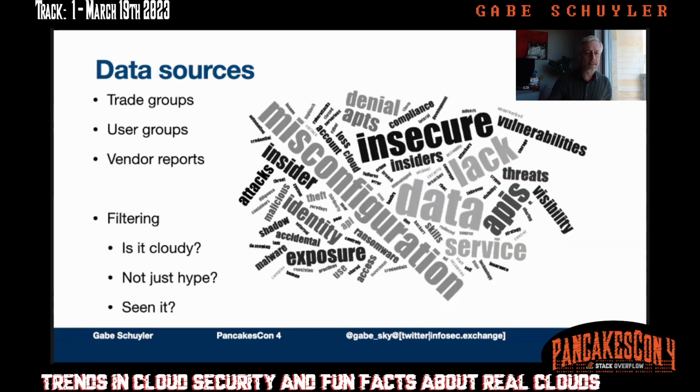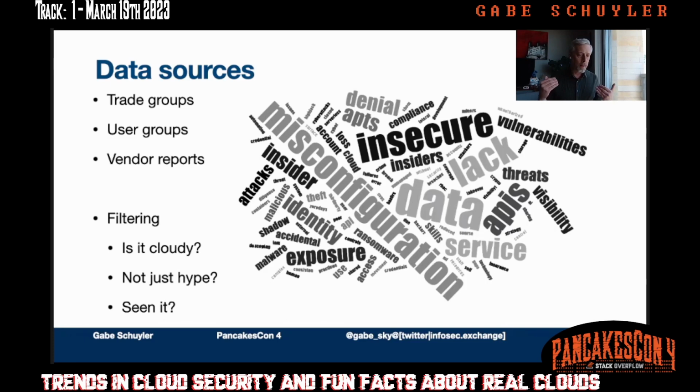I pulled together a ton of data sources. These were trade groups, user groups, and vendor reports. Every vendor has their this year in cloud security report. So I took a look at some of those, looked at what user groups are talking about, and then trade groups naturally expand that. Then I filtered it based on kind of my experience and sort of, is it particularly a cloudy thing? So things like patching your systems, it happens on premises and in the cloud. So patching systems is not necessarily something to put on the list of cloud threats, rather than look at things like misconfigurations or exposure or identity.